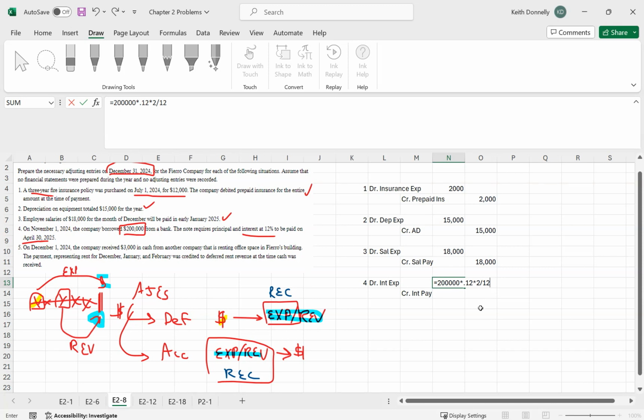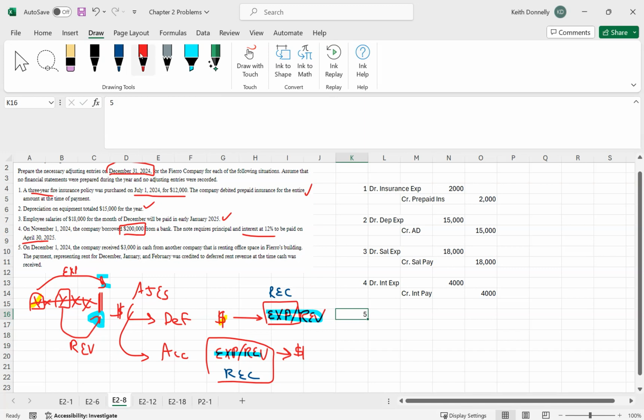And why is it 2 over 12? Well, we borrowed in November, so you think about it, that's November and December we have to accrue for. It's like 2 months have passed. We've got to accrue interest expense for 2 months. We're looking at $4,000 there.